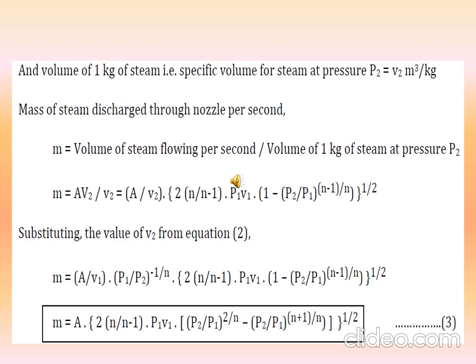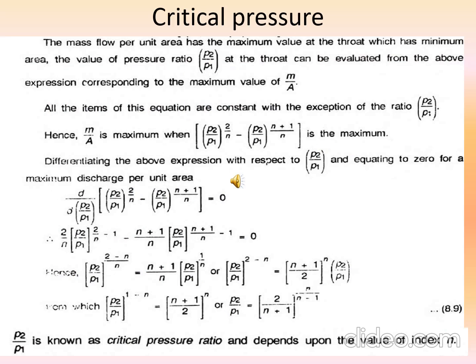We know that the mass flow rate is maximum at the throat where the area is minimum. If we consider the pressure ratio p2 by p1 at the throat, then we have to find out the critical pressure. To find the critical pressure, we take everything else as constant. So we take the expression (p2 by p1) to the power 2 by n minus (p2 by p1) to the power n plus 1 by n, because we have to take the derivative with respect to the pressure ratio only.